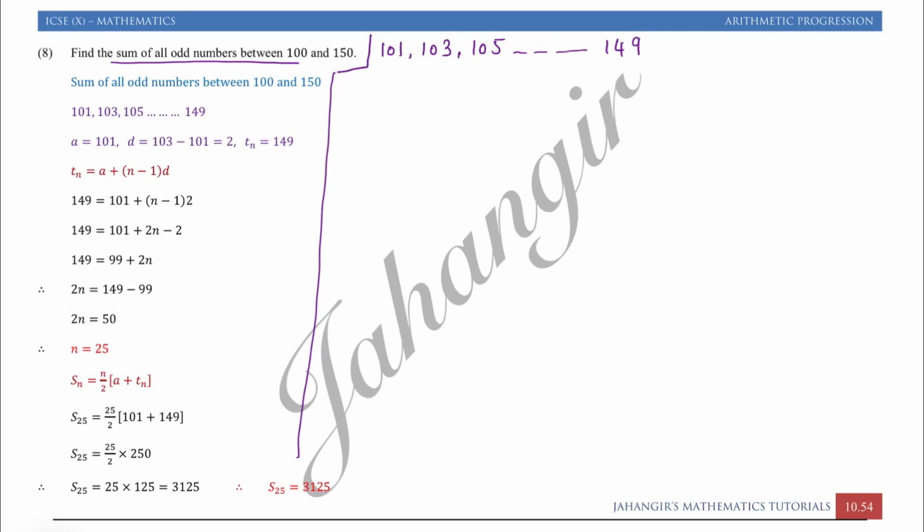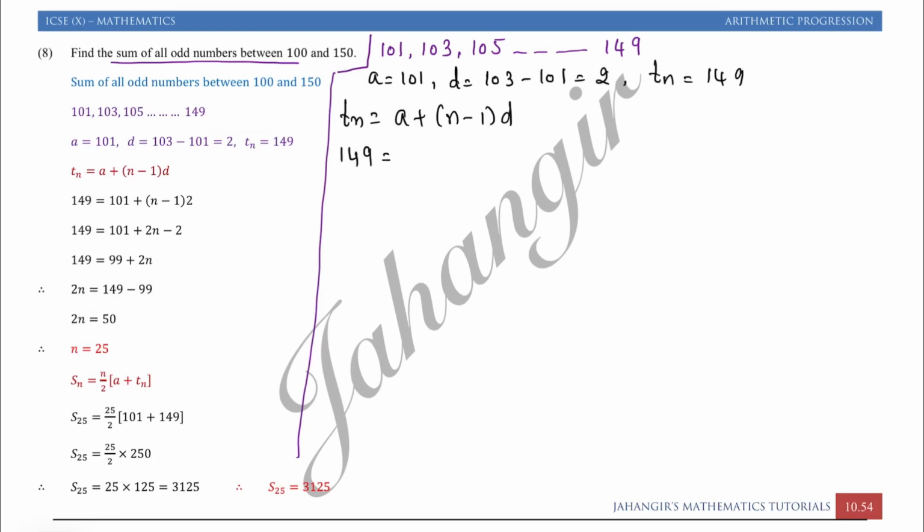So here my first term is 101. Common difference is 103 minus 101, which is 2, and Tn is 149. So therefore I need to find how many terms are there in between 101 to 149. So I will write Tn is equal to a plus n minus 1 into d. 149 is equal to 101 plus n minus 1 into 2.